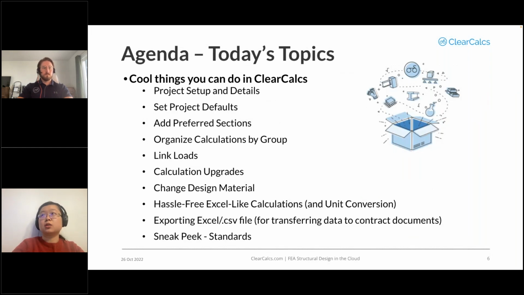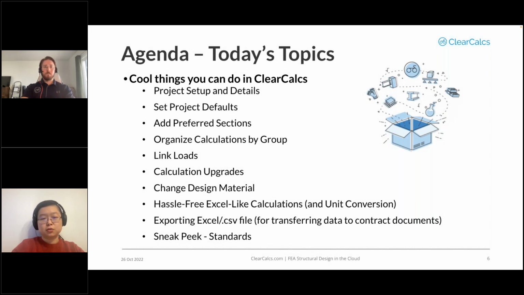So today's agenda includes project setup, project defaults, adding preferred sections, organizing our calculations, linking a load, calculation upgrades, changing design material, hassle-free Excel-like calculations, and unit conversions in case some pesky Canadian gives you some metric units. You can do that right within the platform, and exporting to Excel or CSV file for transferring into your contract documents. I know this seems like quite a lot of things.